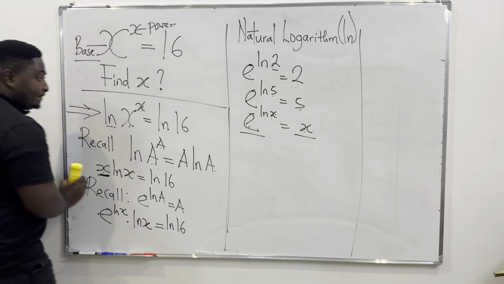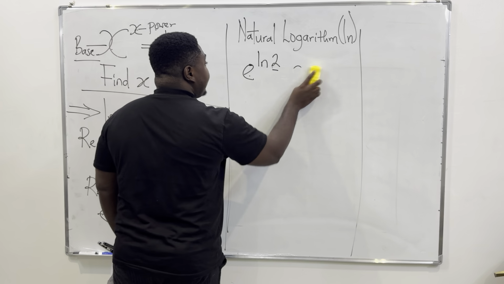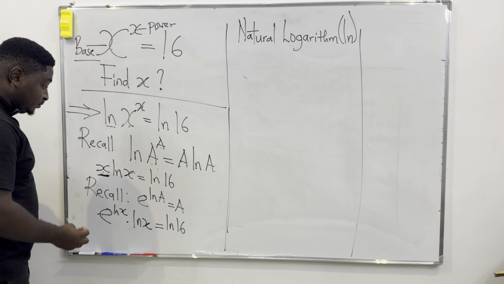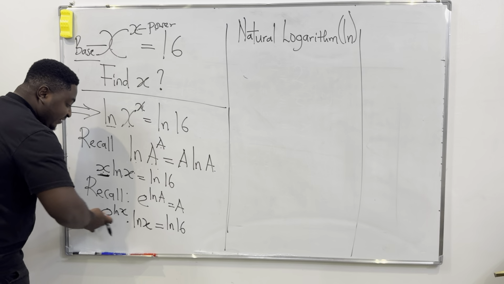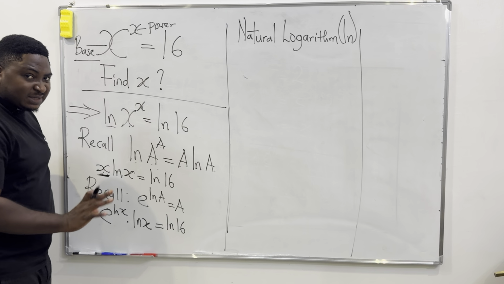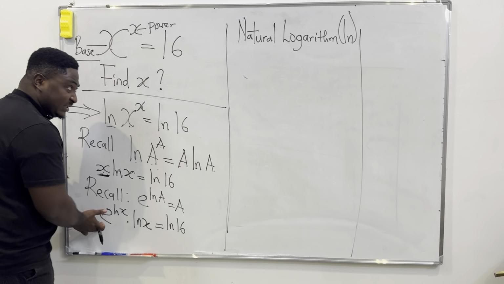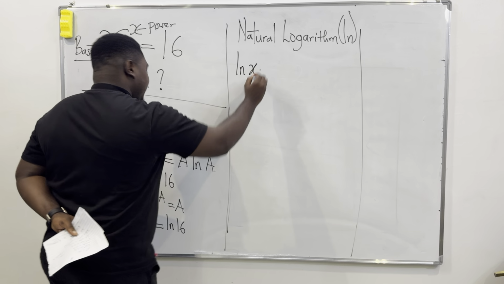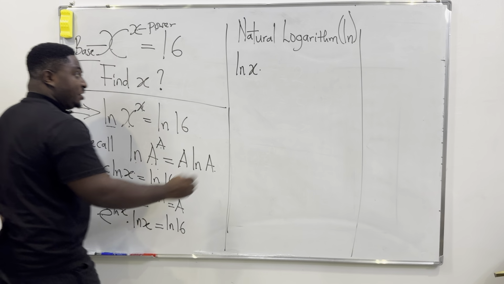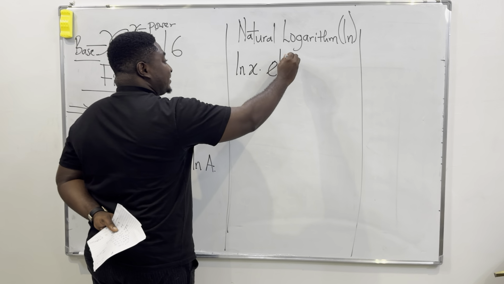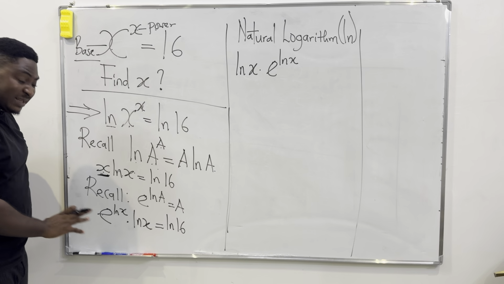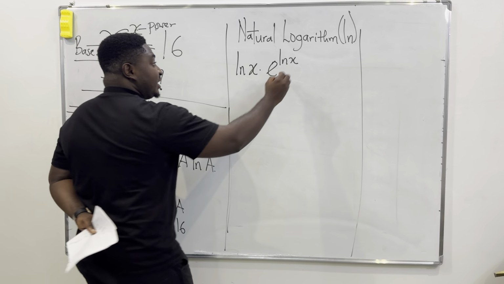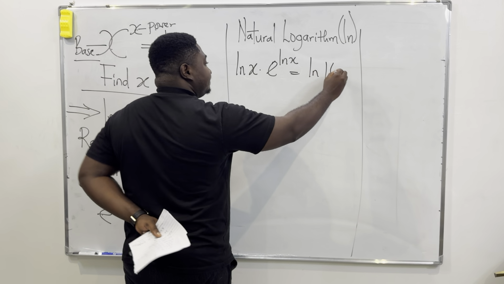Please follow me carefully. The next thing we're going to do now is we're going to bring this ln x to this side and bring this e raised to the power ln x to this side. Mind you, this is not any mathematical rule, but I just want to mention this first before this, and there's a reason I'll tell you why. So we're going to have ln x. So this ln x is mentioned first before e raised to the power ln x. Please, I repeat again, there's no mathematical reason. It's just to mention this first before this. And then we're going to say equals ln 16.